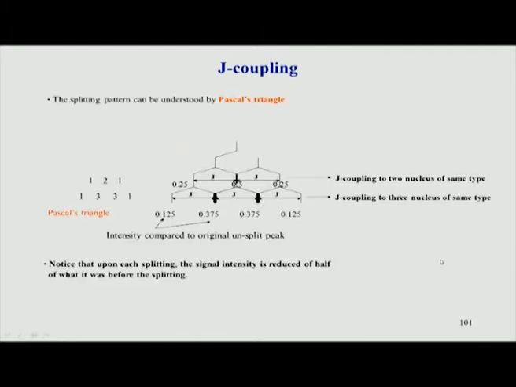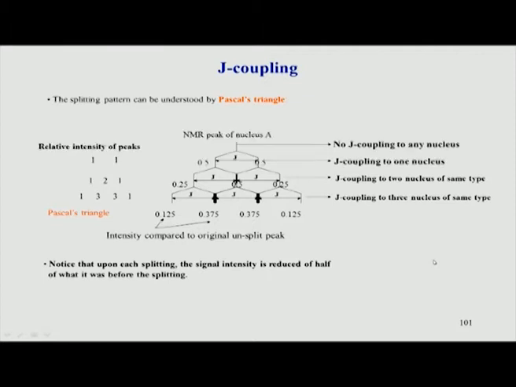Now, where does this splitting pattern come about? For that we will go like this. If you look at this, this is called a Pascal triangle. It is a very famous way to obtain the peak coupling pattern. So, let us look at it like this. Let us say there is no coupling. Let us take a hypothetical nucleus A which has no coupling. When there is no coupling, it is obviously only one peak.